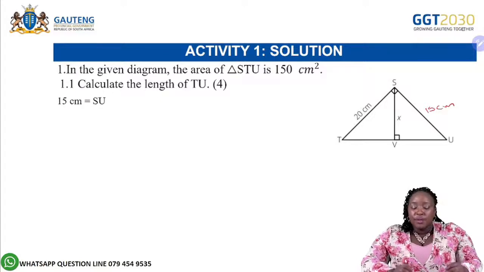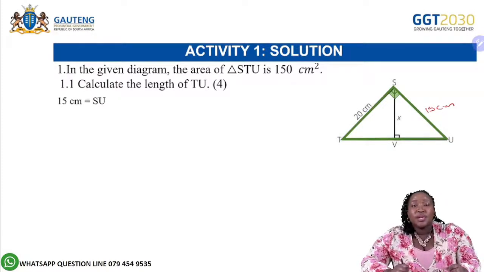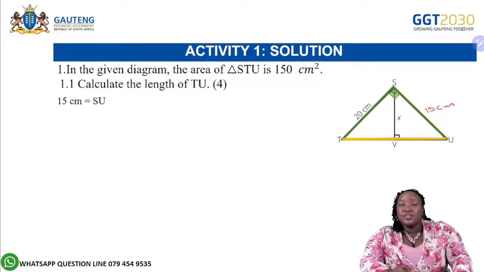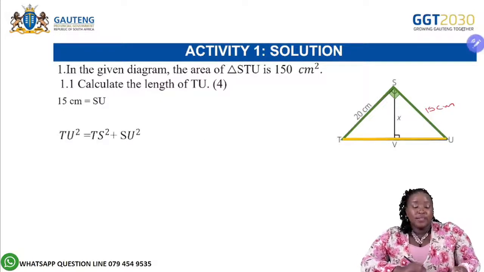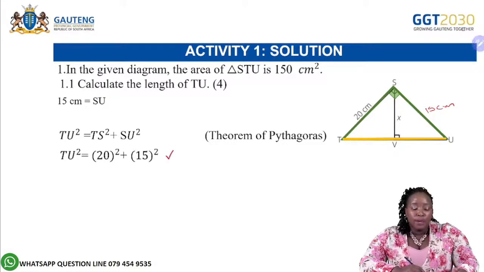Should be easy. Don't forget, STU is actually a right angle triangle, right? Because at angle S, we have a right angle. So that means that we actually can find TU using the theorem of Pythagoras. Yes, because TU is now the hypotenuse of this triangle, right? So we write down our theorem of Pythagoras. TU squared is equal to TS squared plus SU squared.